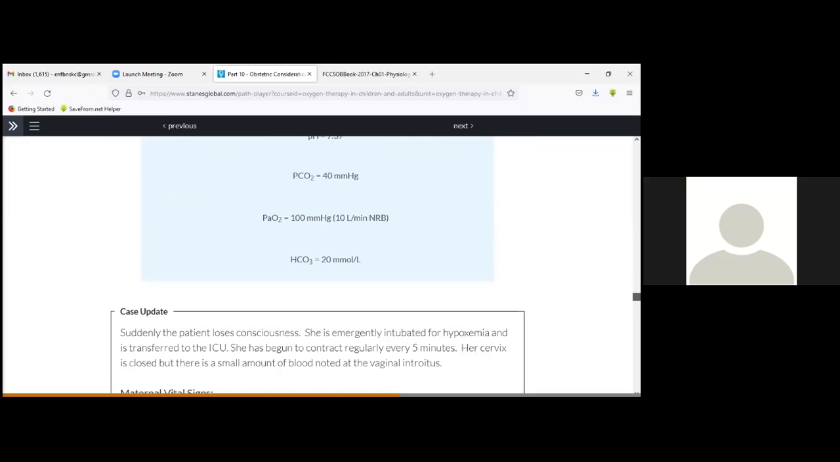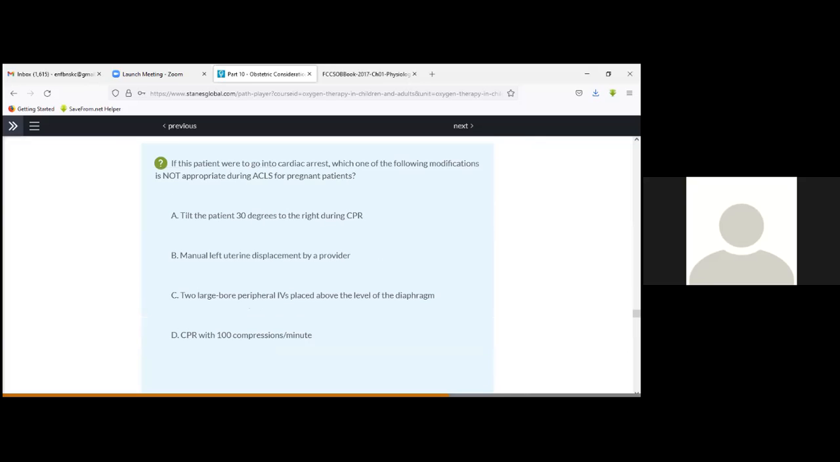So the question, can we go down, sir? The question says, if this patient were to go into cardiac arrest, which one of the following modifications is not appropriate during ACLS, advanced cardiac life support, for pregnant patients? A, tilt the patient 30 degrees to the right during CPR. B, manual left uterine displacement by a provider. C, 2 large bore peripheral IVs placed above the level of the diaphragm. And D, CPR with 100 compressions per minute. Okay, so which one is not appropriate? We'll be expecting answers in the next few seconds. There's no time.